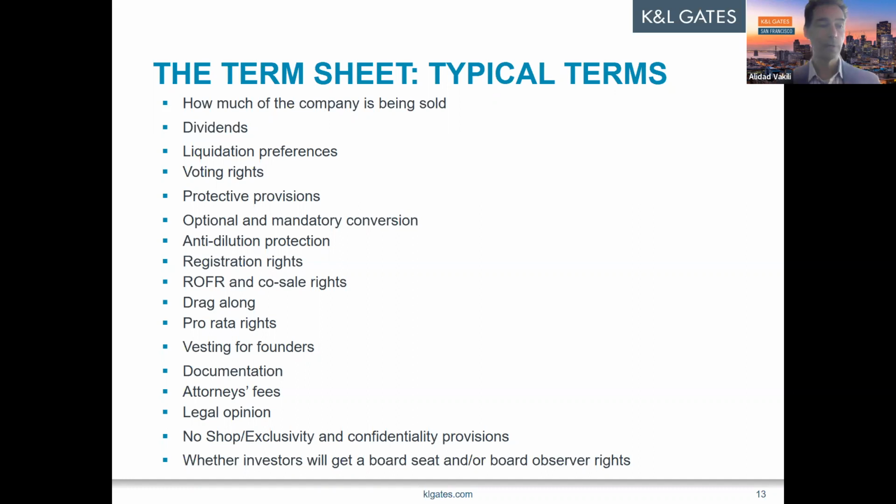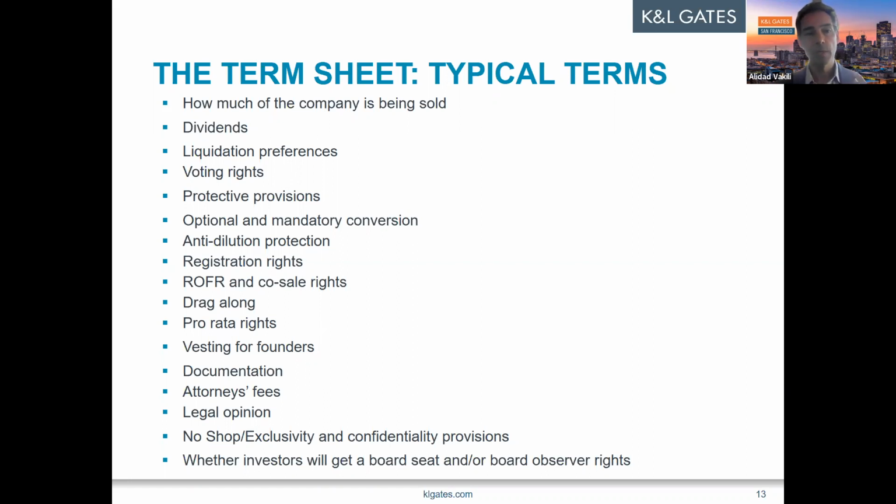Voting rights is another really critical piece, and it's whether or not they're going to have a particular vote. Is it a 1-for-1? Is there some other kind of vote to be aware of? Protective provisions are important as well, because these are provisions put in place to protect the investor's investment.